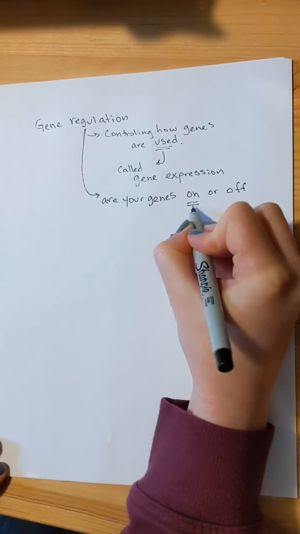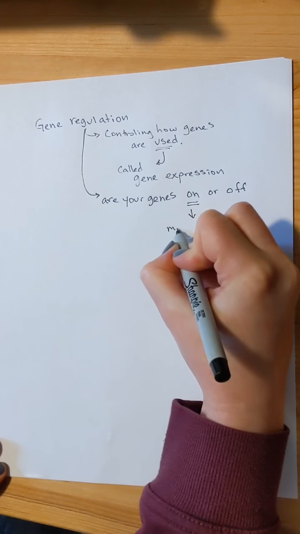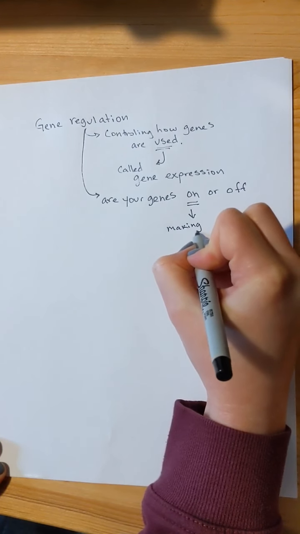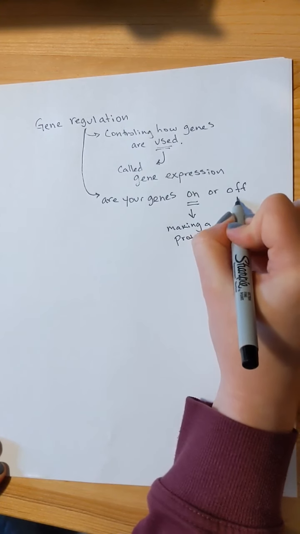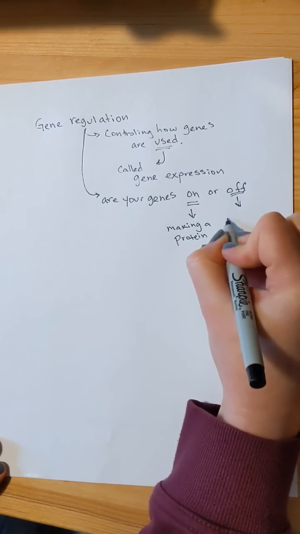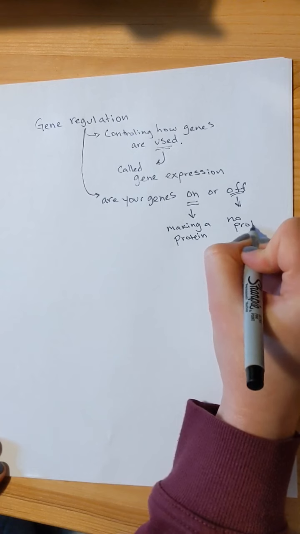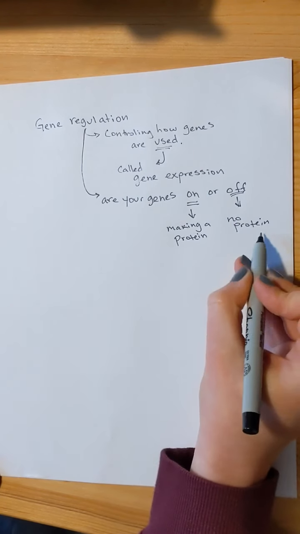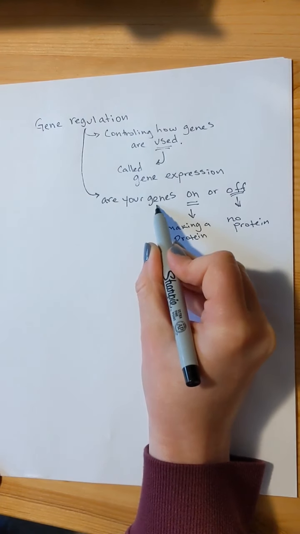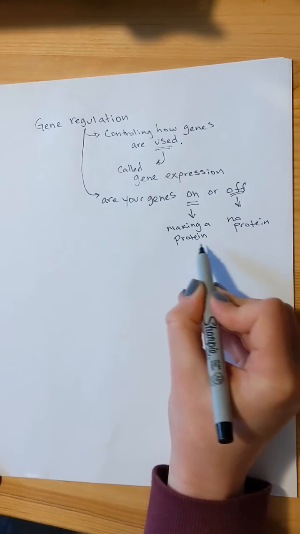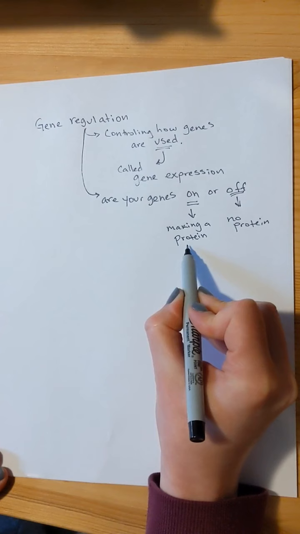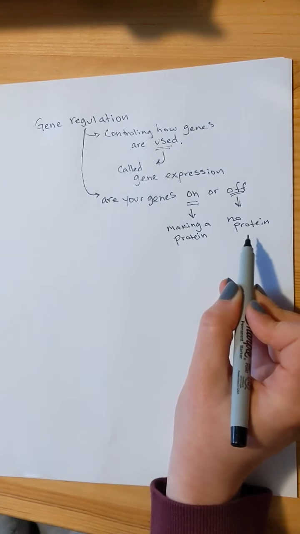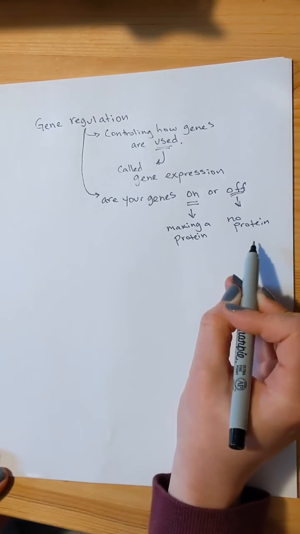If your gene is on, that means that you're going to be making a protein. And if your gene is off, then there's no protein. We know it relates to protein because each gene is the genetic code to make one protein. So in gene regulation, we're going to be turning genes on and off, which means we'll be making some proteins and not others, which is actually pretty cool, right?